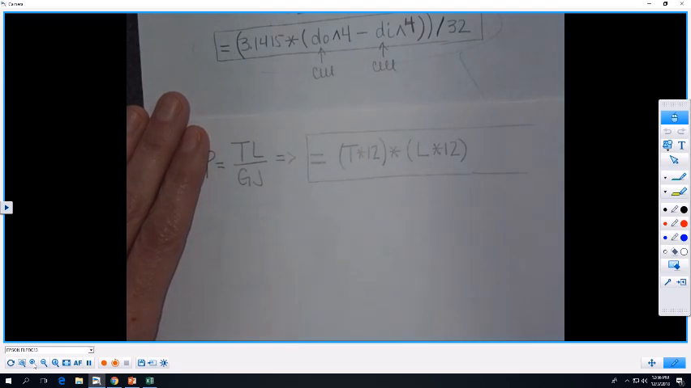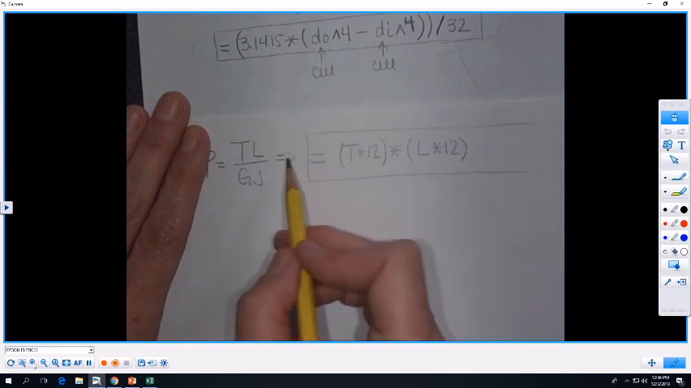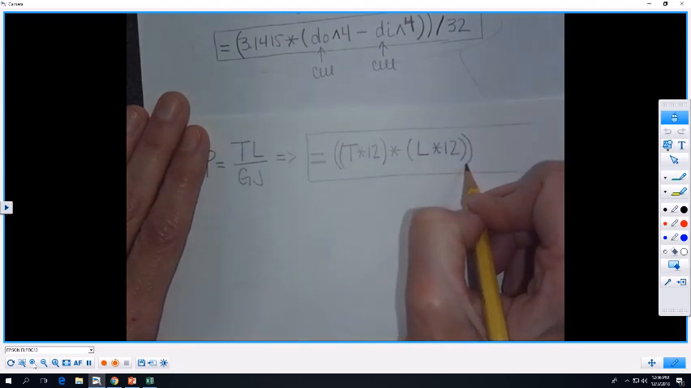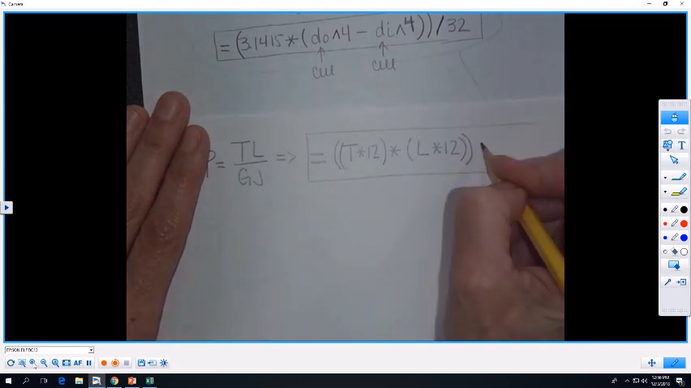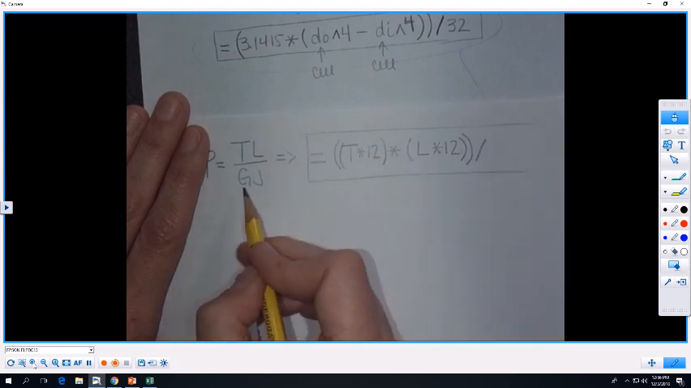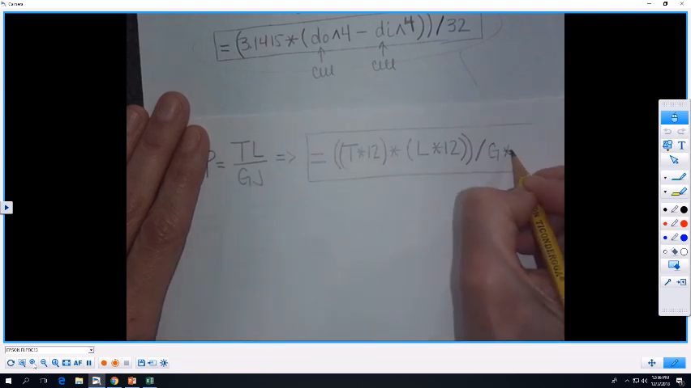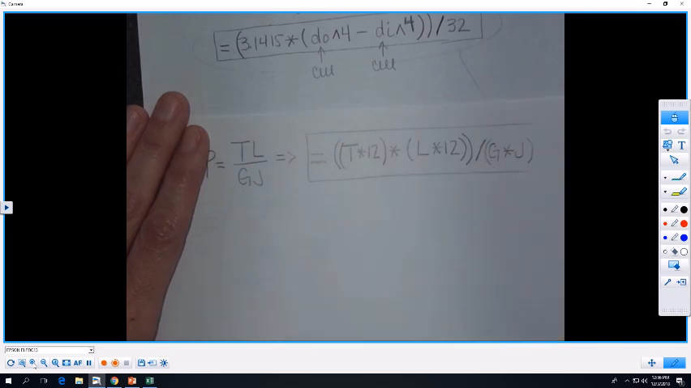Everybody kind of understand how and why I did that? Now that's my top line. So I'm going to put parentheses around that top line to kind of segregate it. And then I'm going to do a divide by. And now this is going to be G times J. Parentheses around that because that has to be done. Okay?